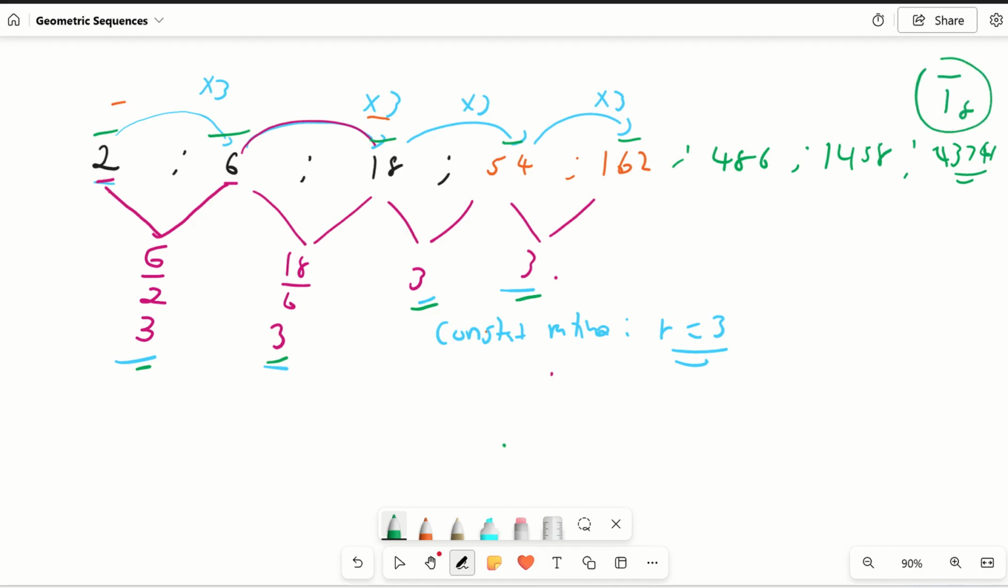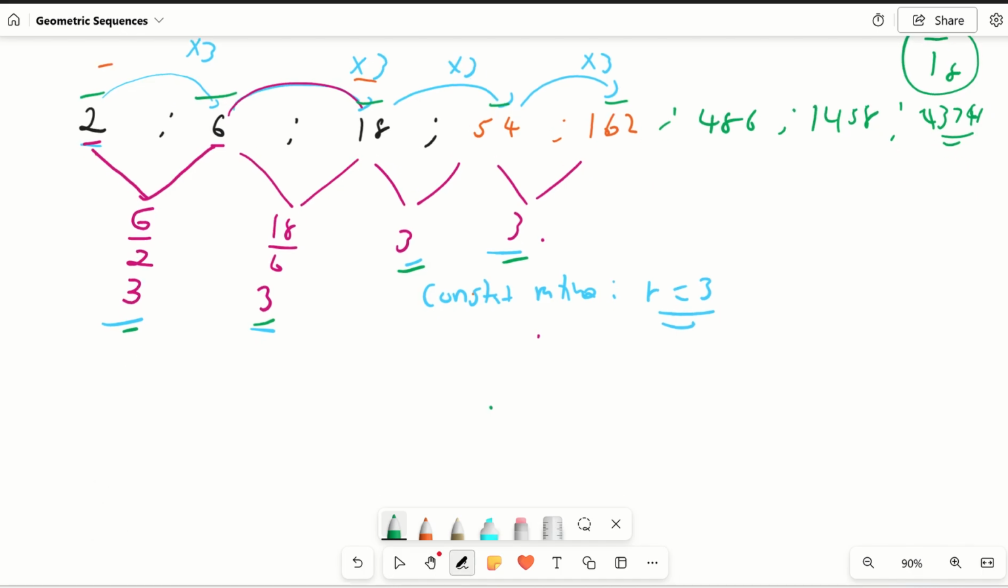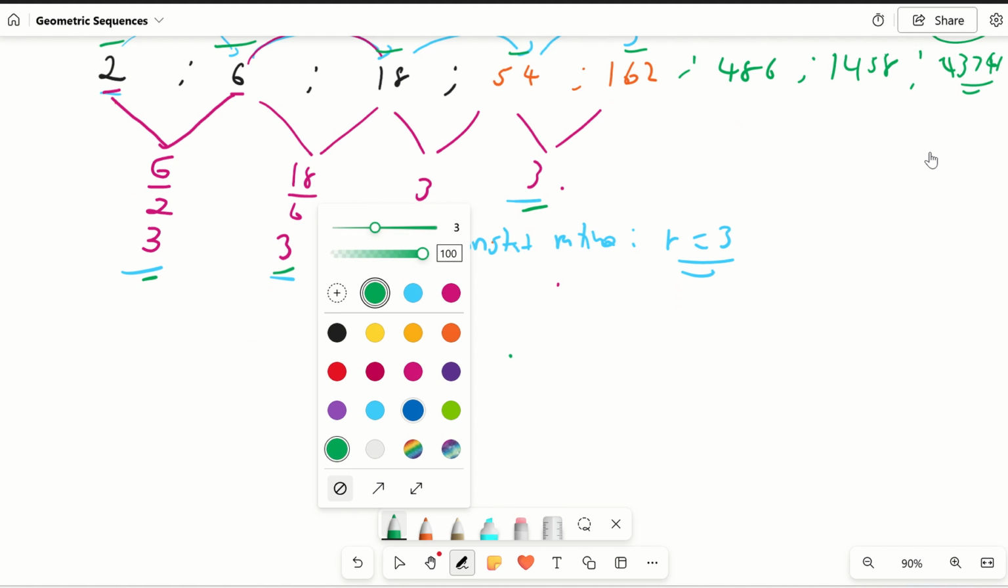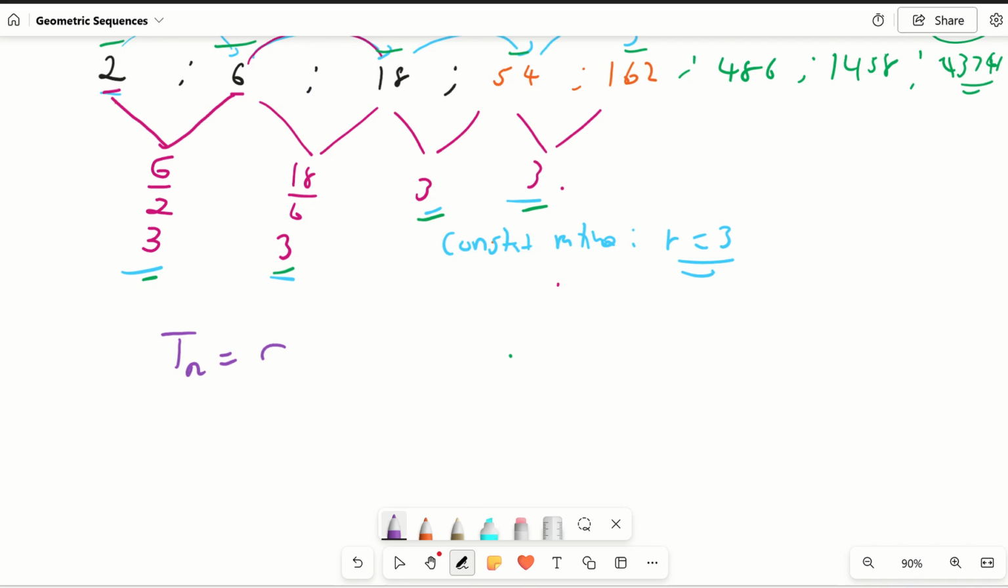The same way we had a shortcut under arithmetic sequences, we also have a shortcut under geometric sequences. What is the shortcut? This is the shortcut. The general term of a geometric sequence is Tn equals a r to the power n minus 1, where a represents the first term while r is the constant ratio.